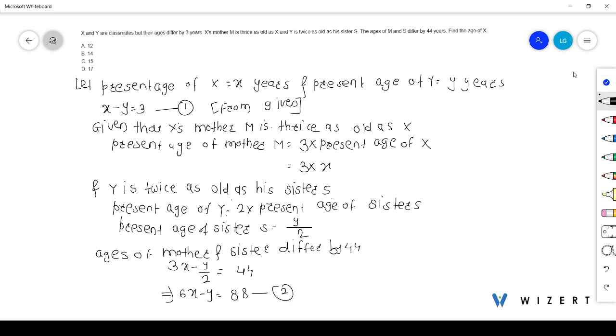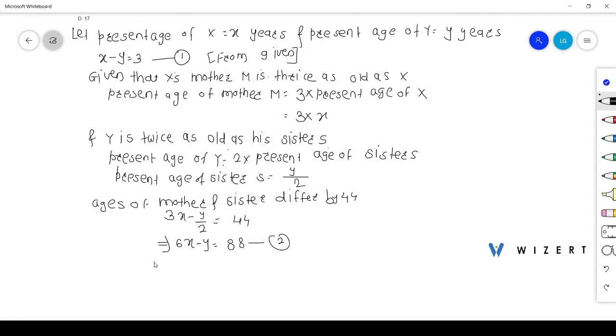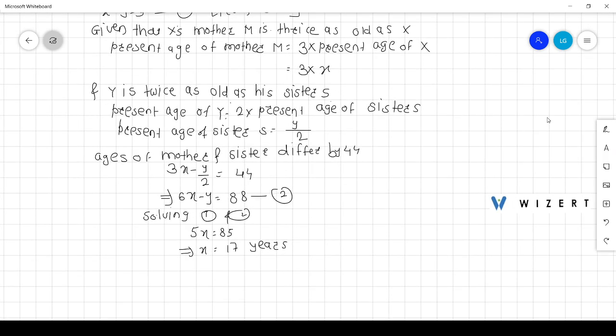Now to find the present age of X, solve equation number 1 and 2. Hence, solving 1 and 2, we get 5x equals 85, that is x equals 85 by 5, which means 17 years. Hence, the present age of X is 17 years.